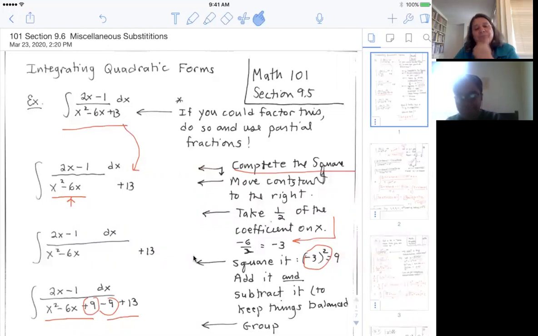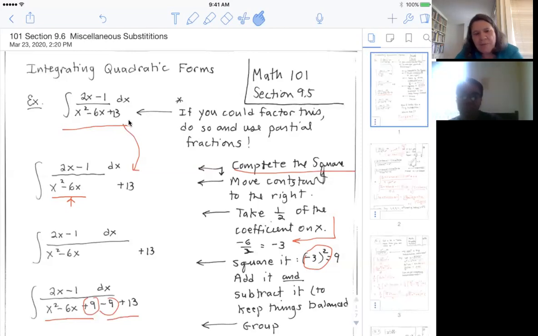Yes, ma'am. Okay. So what happens is sometimes we get what are called quadratic forms, where we get a quadratic in the denominator. Now, if I can factor that, I will. And when I factor it, I can use partial fractions on it, just like I factored that one a minute ago, okay? But this one can't be factored.